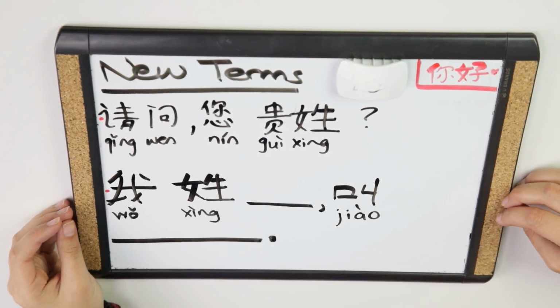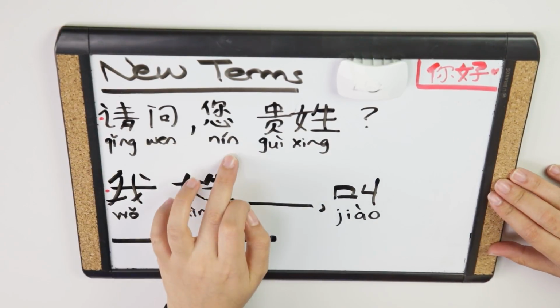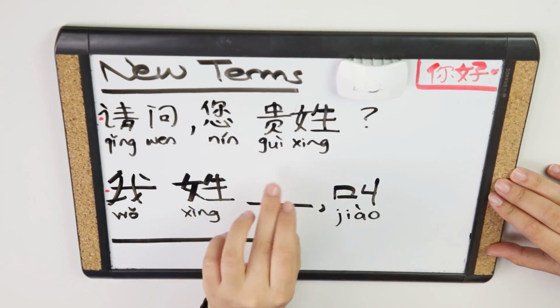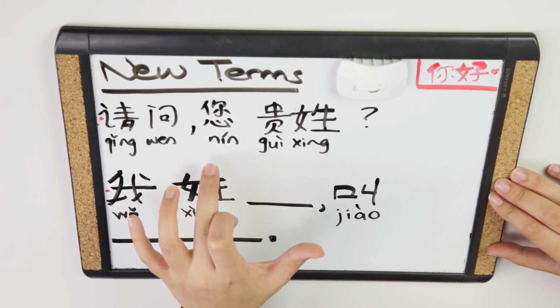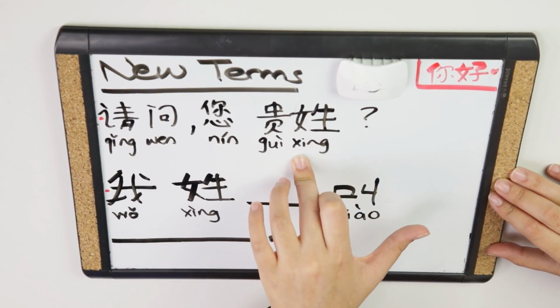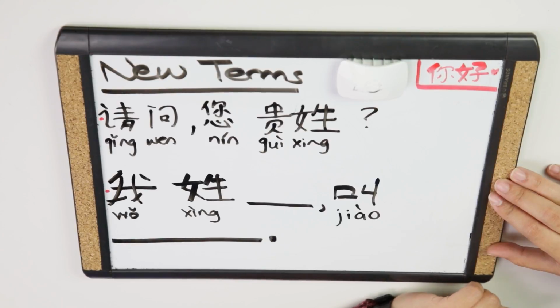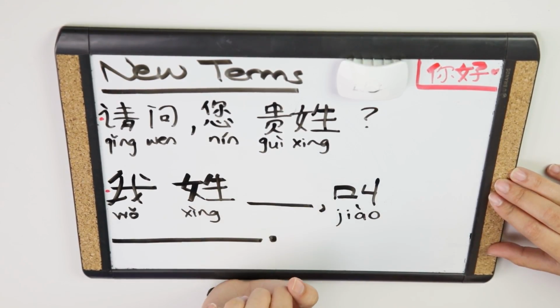So here we have an example sentence right here. 请问您贵姓? May I ask, what is your surname? So 您, you, surname. You will have the noun before the surname. So 请问您贵姓? You'll answer 我姓, and you would answer with your surname.